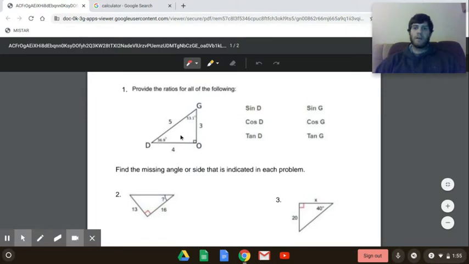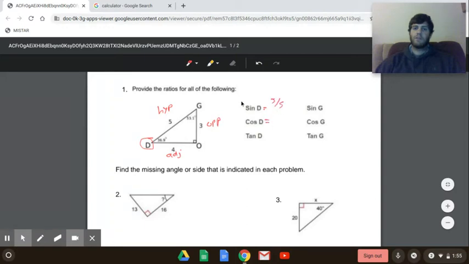All right. Question one is kind of a review. You're just simply writing the ratios. So, for example, if we look at D here, the 5 is the hypotenuse. Across from D is 3, so that's opposite. And then adjacent would be the 4. And then we can write our ratios. So sine of D would be opposite over hypotenuse. That's 3 over 5.